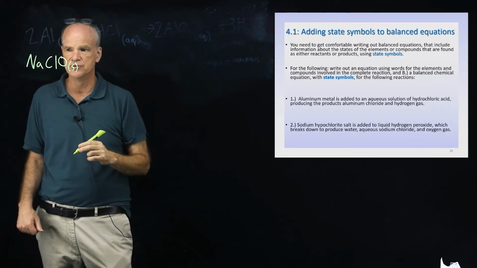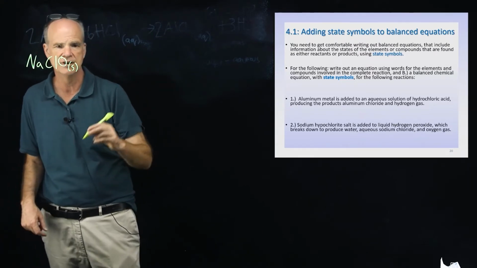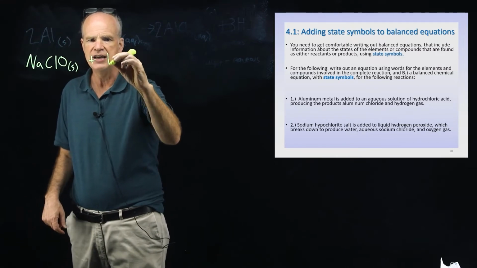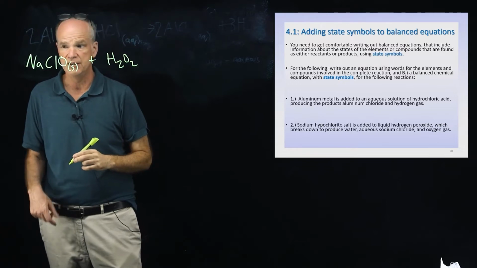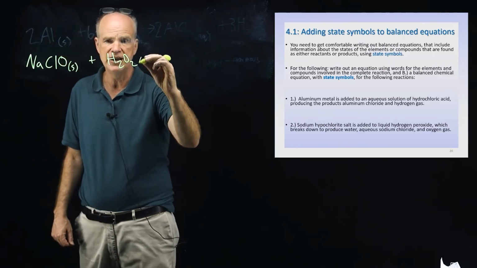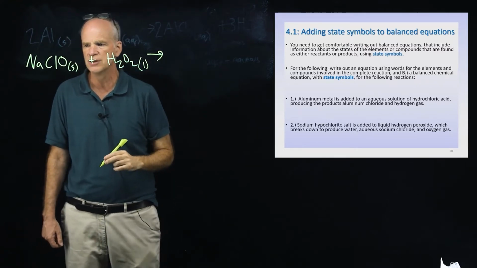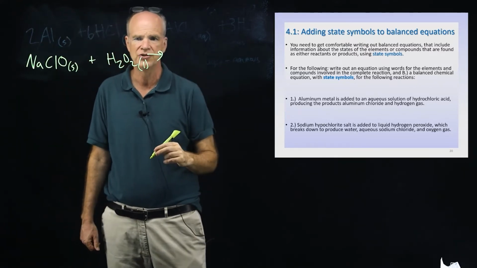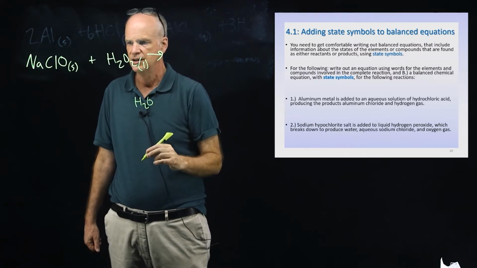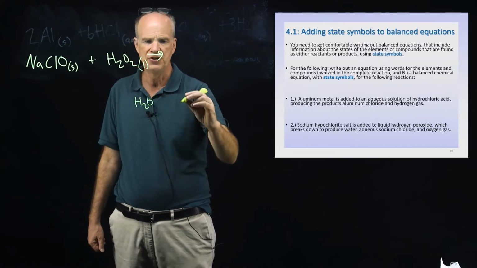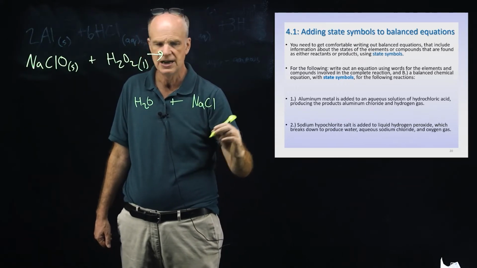Is added to liquid hydrogen peroxide. I don't think you'd be expected to know the formula for that. I just happen to know that it's H2O2. It's indicated in the problem that it's a liquid state, so I'll put an L here. And then what we're going to do is we're going to get some products. So let me write this down here. We're going to get water as a product, and we're going to get aqueous sodium chloride, so we have NaCl here, and then we have oxygen gas.